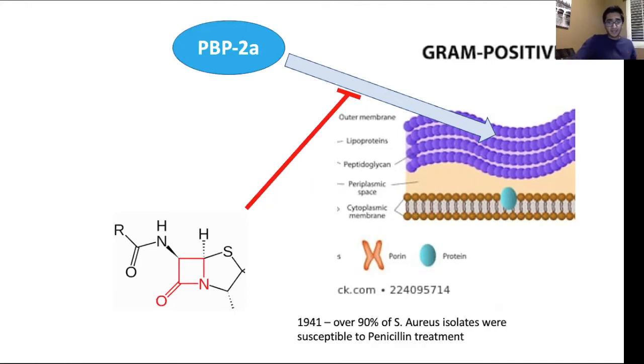And in fact, they actually found that over 9% of Staph aureus isolates were susceptible to penicillin treatment. So this is great. This is the gold standard. We found it. However, like all beautiful things, they eventually will fade.